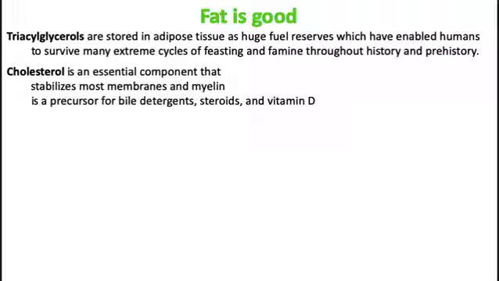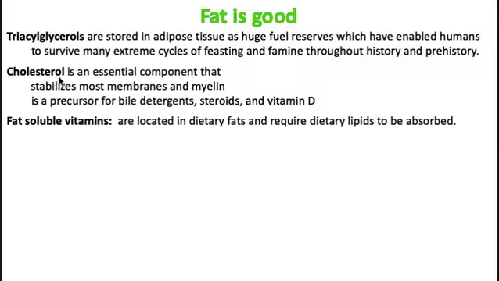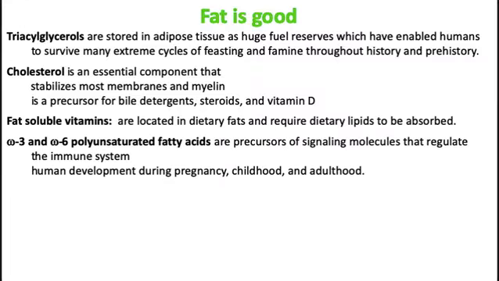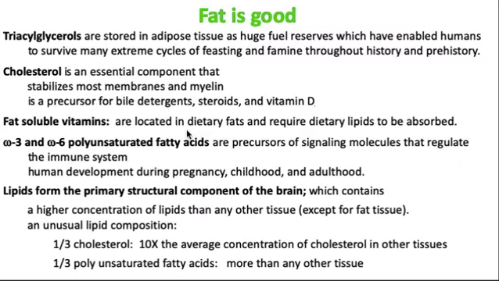Cholesterol is an essential component of every membrane in your body. It's very important in myelin to stabilize our nervous system. It's also the precursor used to make bile detergents, steroids, and vitamin D. Dietary fats are important in helping us take in fat-soluble vitamins. Omega-3 and omega-6 polyunsaturated fatty acids, as I mentioned, are important to regulating the immune system, and they're also very important for development of the brain during fetal years, early childhood, and throughout life.